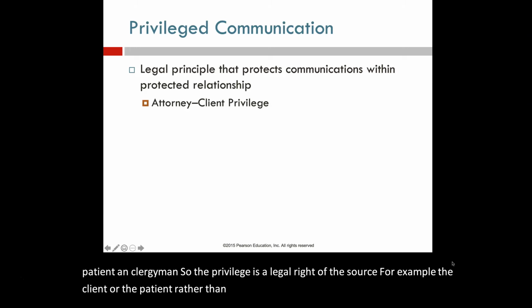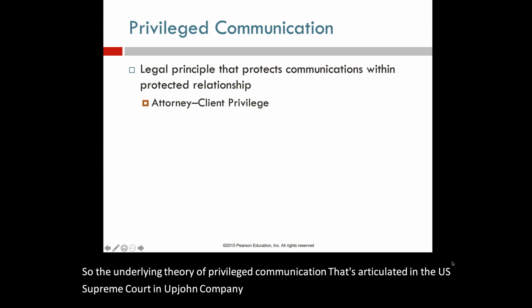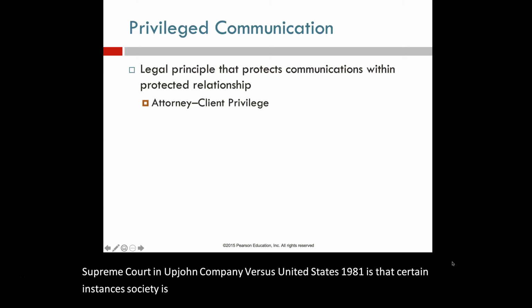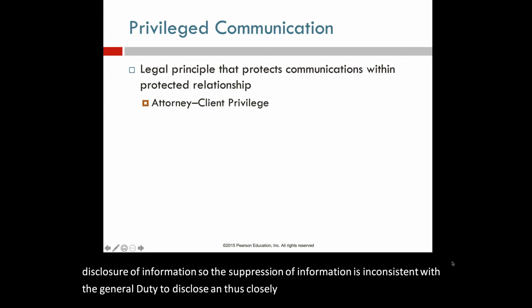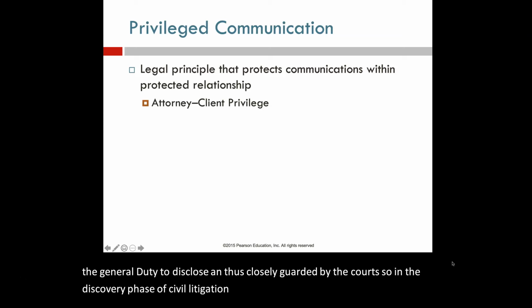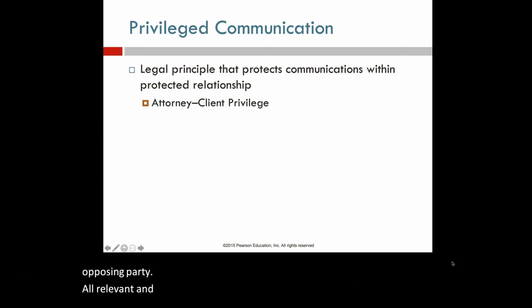lawyer or the doctor. The underlying theory of privileged communication, articulated in the U.S. Supreme Court in Upjohn Company versus United States, 1981, is that in certain instances, society is best served by the suppression, which is protection from disclosure, of information. The suppression of information is inconsistent with the general duty to disclose and thus closely guarded by the courts. In the discovery phase of civil litigation, each party is obligated to disclose to the opposing party all relevant and non-privileged evidence it proposes to use in the trial, whether favorable or not.